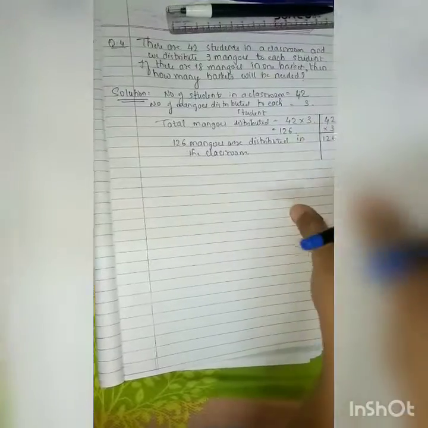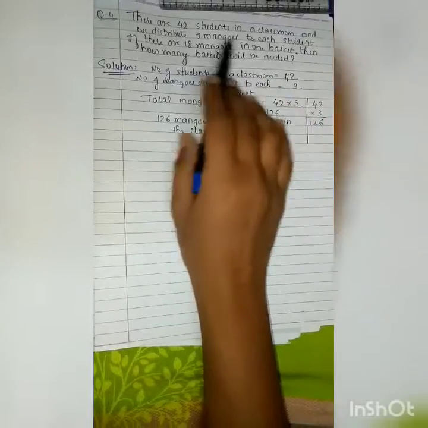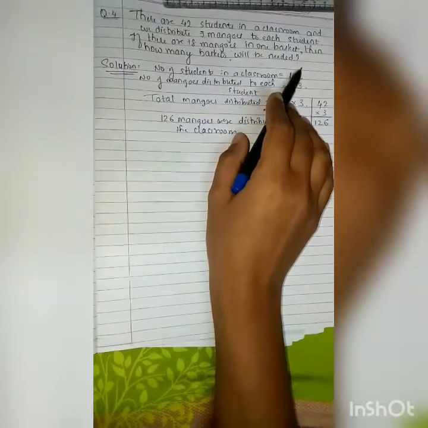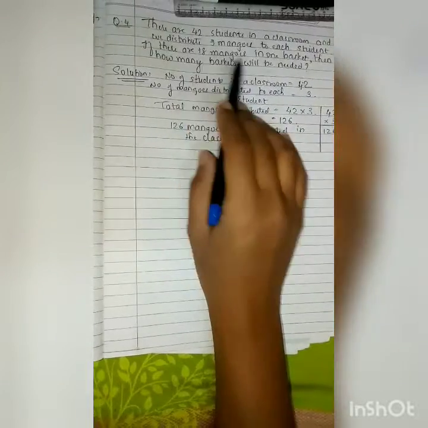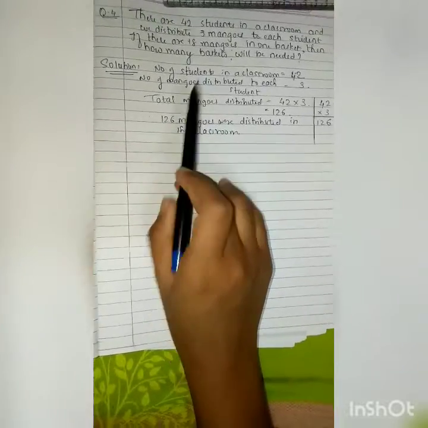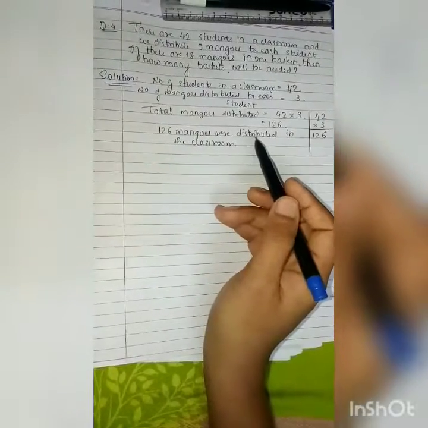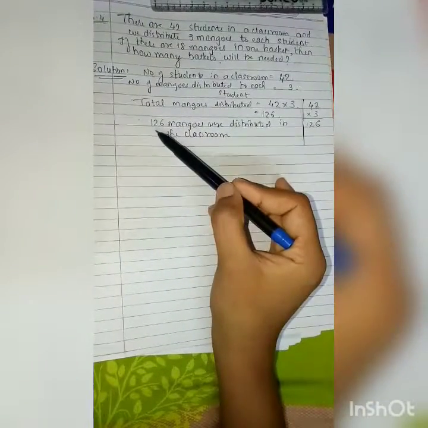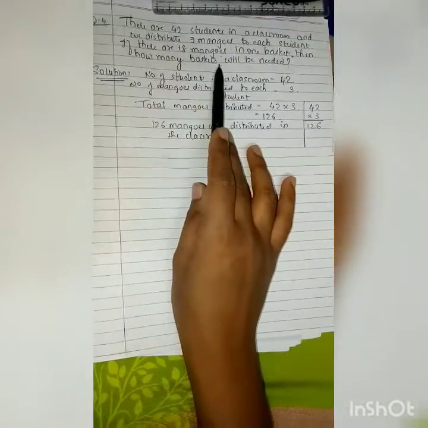Now we also have the second question. If there are 18 mangoes in one basket, how many baskets will be needed? In one basket we have 18 mangoes. Total mangoes we have found out, 126, and in one basket 18 mangoes. So again what are we going to do? We are going to divide. Why divide? Because the value of one basket is given, 18 mangoes, and total mangoes are 126. So we have to find the number of baskets.